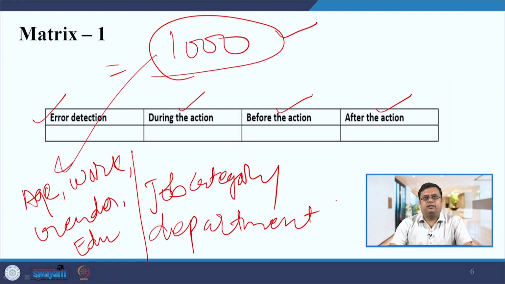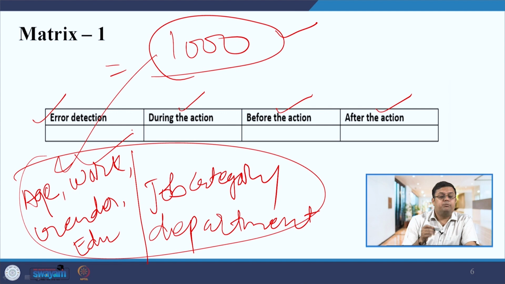Like these 1,000 errors that you identify, most of the errors are there in which department, for which job category, right? Top management, middle management, lower management. Gender wise, for which gender they are making the maximum number of errors. Age level you can also analyze: for which age category people are not able to achieve their targets, right? And for which age category non-conformity of the plan is higher. That is what you can analyze, and that will help you to develop.